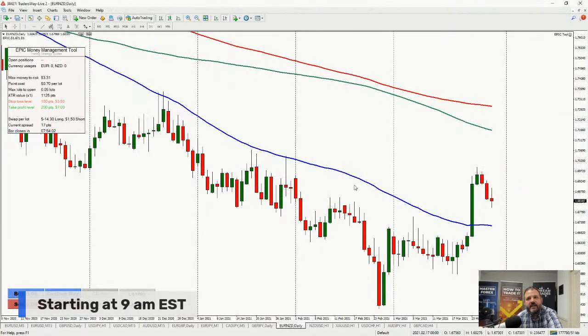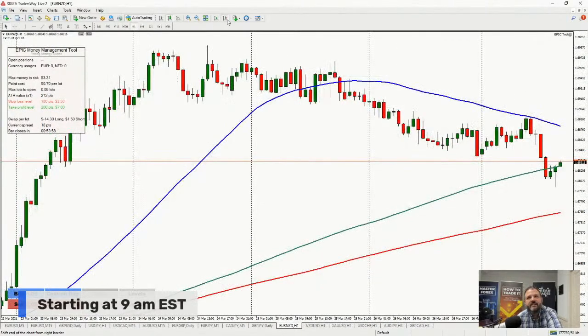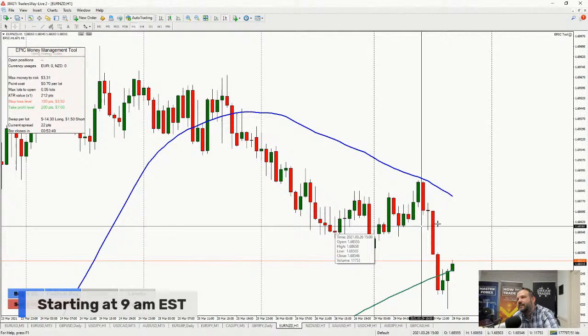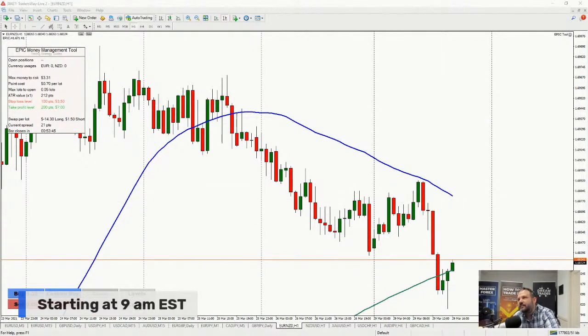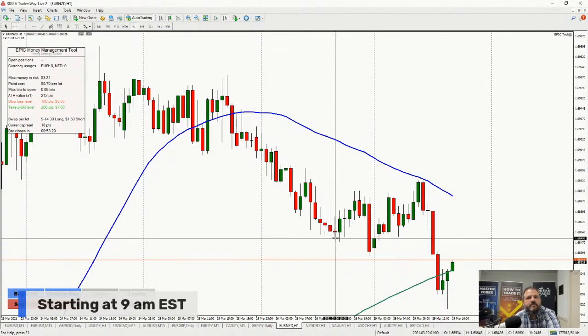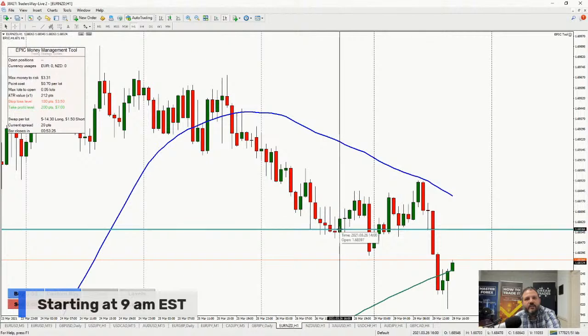Let's take a look at it. So let's go back to where the entry was. Our entry was right here, if you can remember, and our take profit was at 16,791. So our entry was right here, and let's go to 16,791.